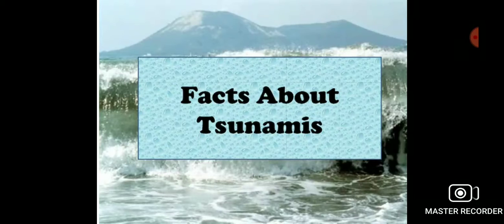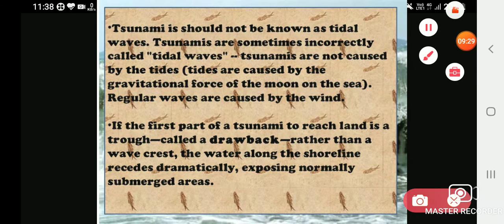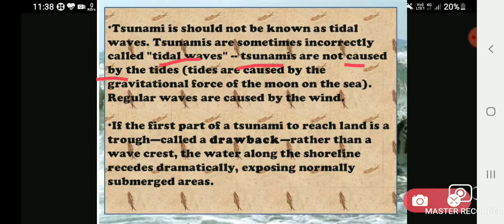So now a fact about tsunami. Tsunami should not be known as tidal wave. Tsunami is not a tidal wave. Tsunamis are sometimes incorrectly called tidal waves. Tsunamis are not caused by the tide. Okay, students, tsunamis are not caused by any tides, or by the gravitational force of the moon. Regular waves are caused by the winds. I have also shown you the causes of tsunami: underwater earthquake, underwater volcano eruption, underwater landslides. So these are some causes of the tsunami.